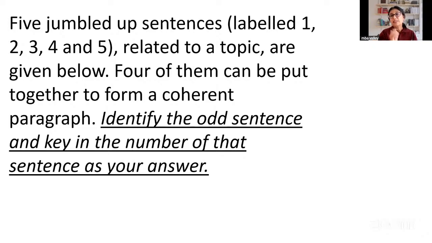When it says identify the odd sentence, it means you just have to punch in one number. That one number would be either 1, 2, 3, 4, or 5. While if it is a parajumble question, you will have to punch in the entire sequence. All right. Please read the question's direction very, very carefully.